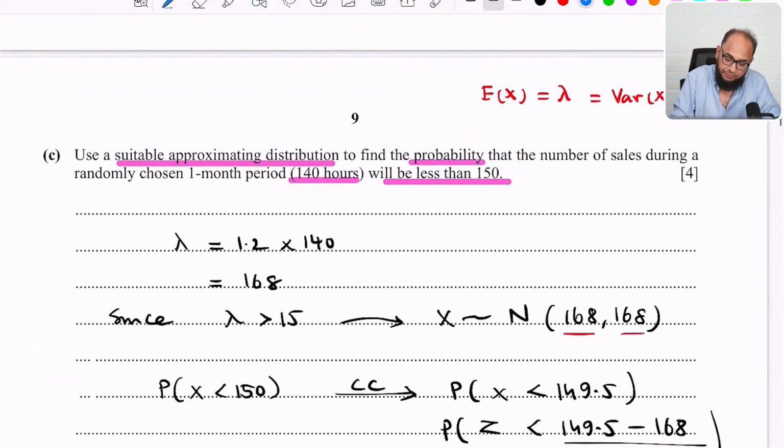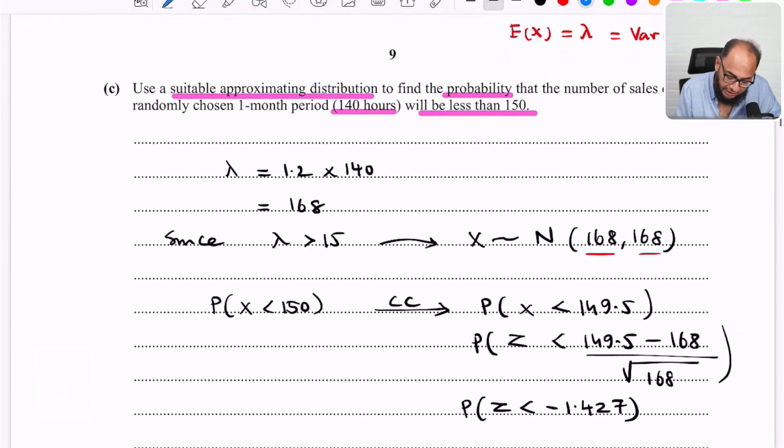Now this is the one. Just have a look, you are in good luck, you have this thing. Now it says use a suitable approximating distribution. Find the probability that the number of sales during a randomly chosen 1 month period will be less than 150. So now use a suitable approximating distribution. Now 140 hours, so 1.2 into 140, that is 168.